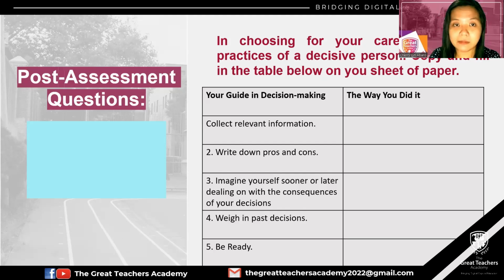So, you have there the table, your guide in decision making. So, yung 5 practices, you have there collect relevant information, write down pros and cons, imagine yourself sooner or later, and then weigh in past decisions, and lastly, be ready and brace yourself. Okay, so ano yung mga things na ginawa mo, the way you did it, at yun naman yung nasa kabilang side ng table. Okay? Sige, your timer starts now.